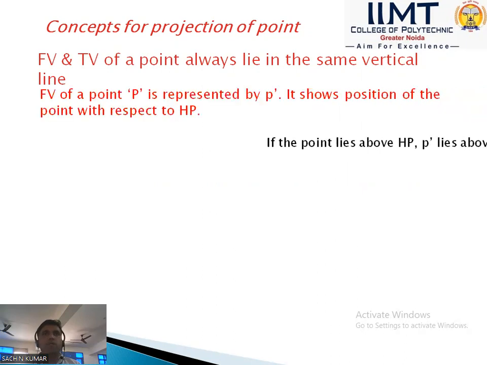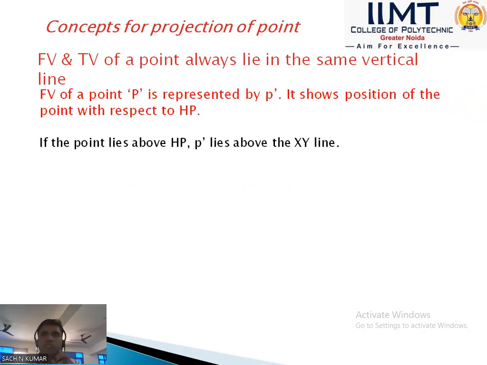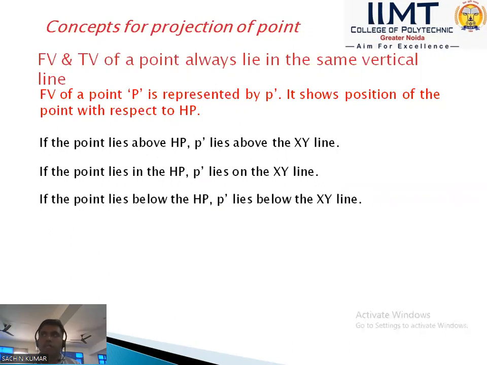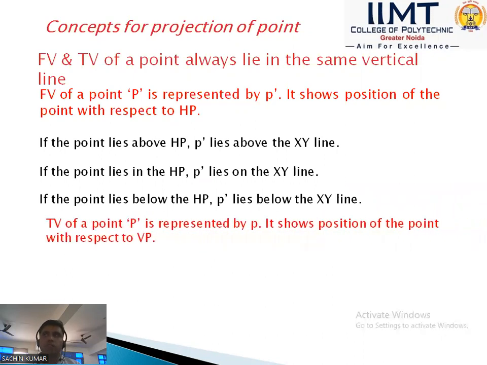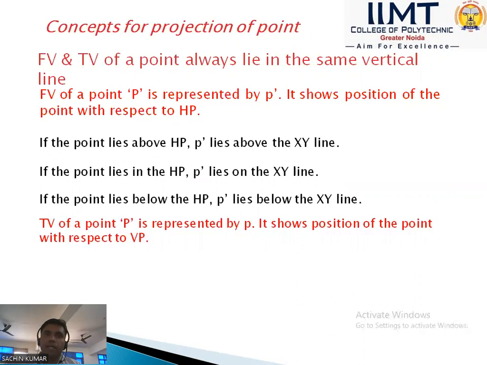Second point: the front view of a point P is represented by P dash. It shows the position of the point with respect to the HP. If a point lies in the first quadrant, above the HP, the front view is always above the XY line. If a point lies in the horizontal plane, then P dash lies on the XY line. If a point lies below the HP, then its projection lies below the XY line. Always remember that the front view is denoted by a dashed letter, like A dash and B dash.